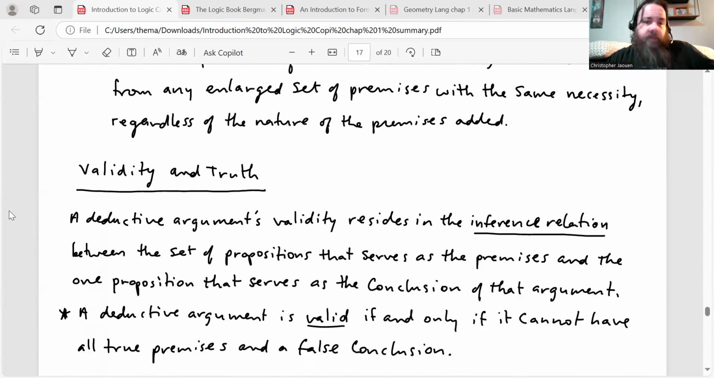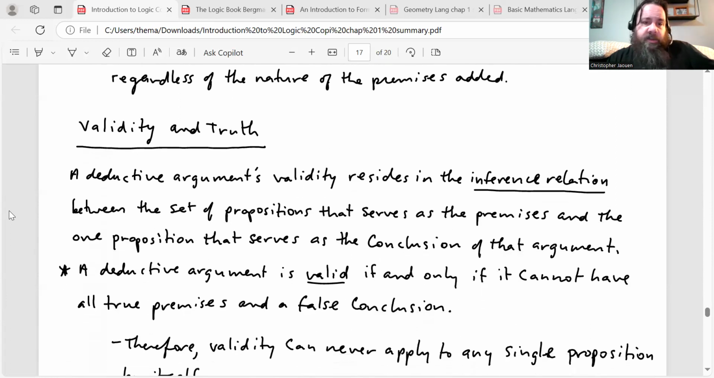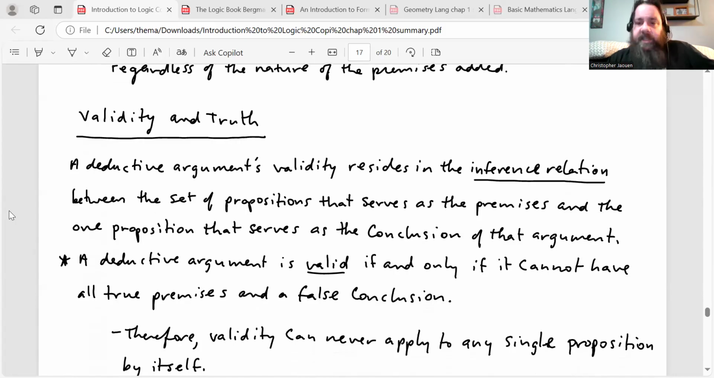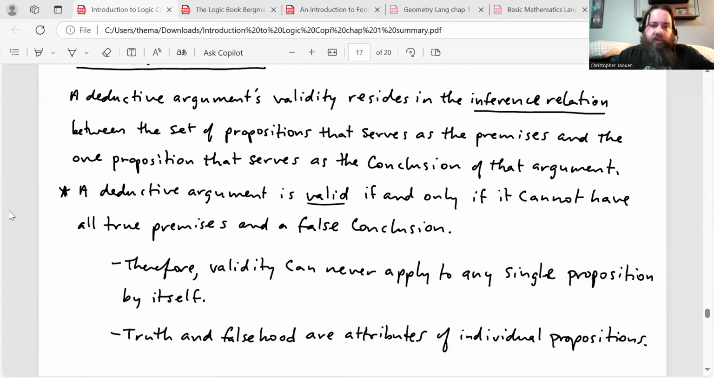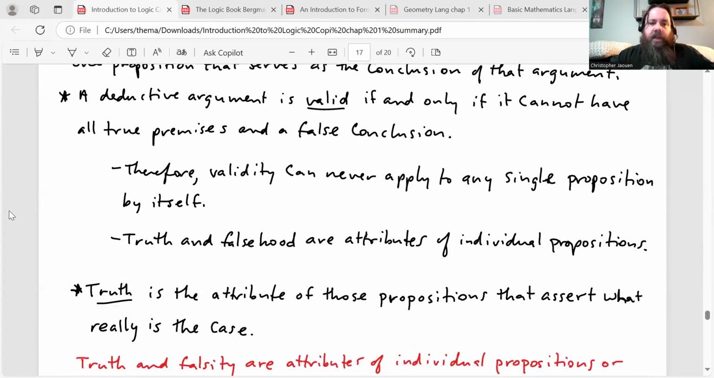All right, validity and truth. A deductive argument's validity resides in the inference relation between the set of propositions that serve as the premises and the one proposition that serves as the conclusion of that argument. A deductive argument is called valid if and only if it cannot have all true premises and a false conclusion. Therefore, validity can never apply to any single proposition by itself. Truth and falsehood are attributes of individual propositions, whereas validity and invalidity are concepts that can be applied to deductive arguments only.